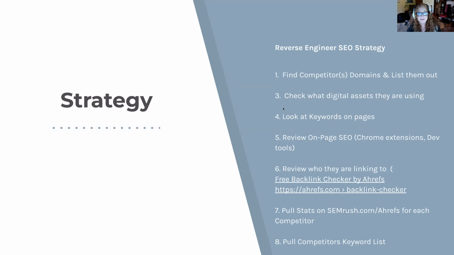You're going to look at the keywords on the page. You're mainly going to be looking at people's .coms, right? Just the /, not the additional pages, although it depends on what comes up in the search engine results pages. You're also going to review their on-page SEO using the Chrome extensions and the dev tools, and we're also going to review the backlinks, right?